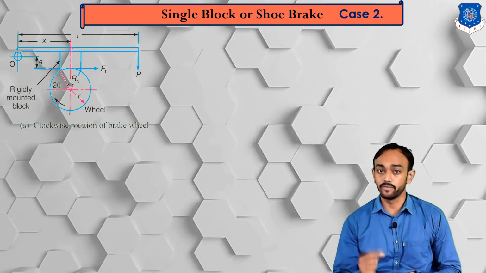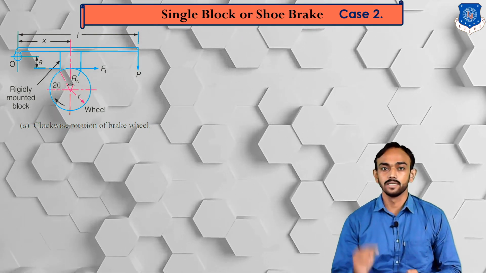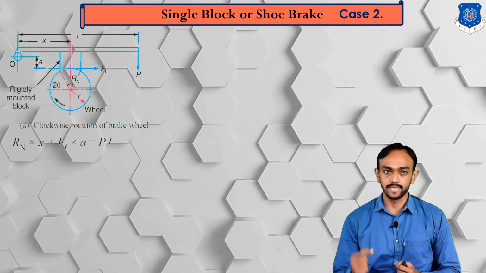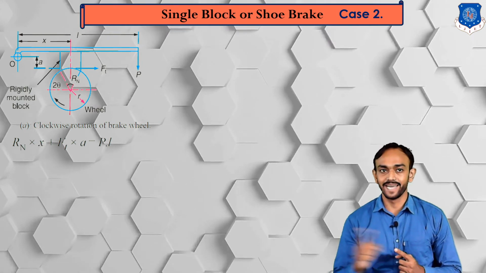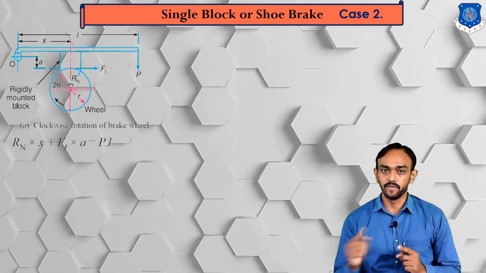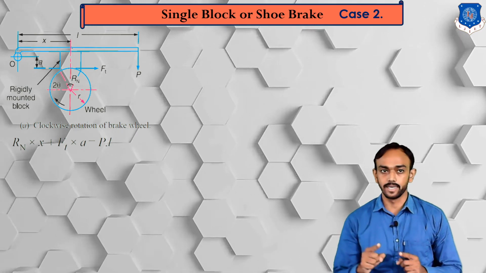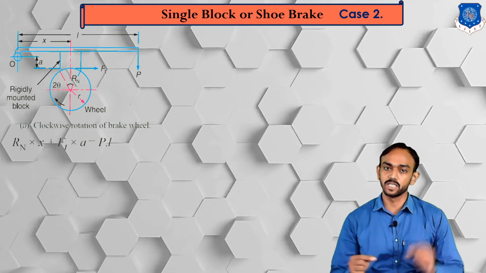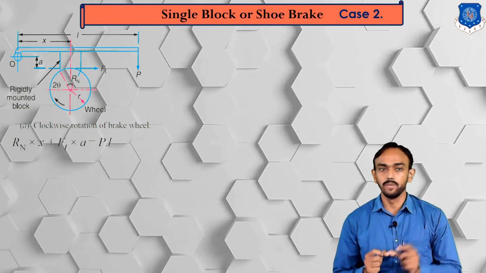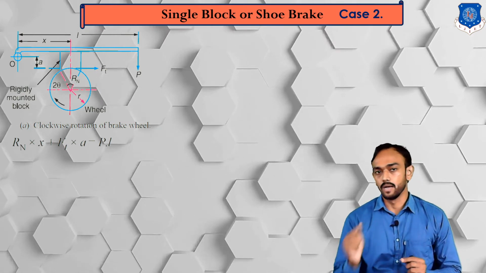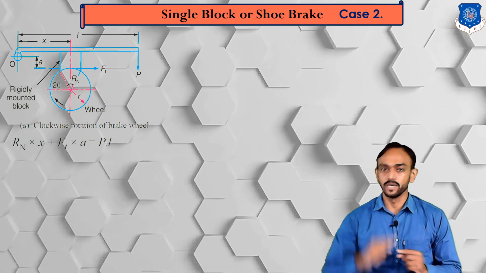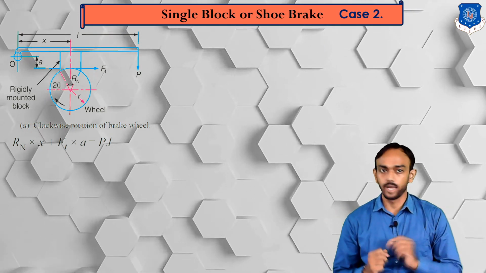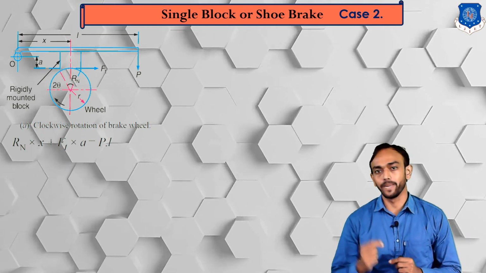Okay, and in moment we have to consider Ft right now, because there is a distance A between Ft and O. So check the direction of Ft with respect to O: it is in an anti-clockwise direction, and Rn is also in an anti-clockwise direction with respect to O. So these both will be on the left side, and force P with respect to O is in a clockwise direction, so we will put that on the right side. So Rn into X plus Ft into A is equal to P into L.